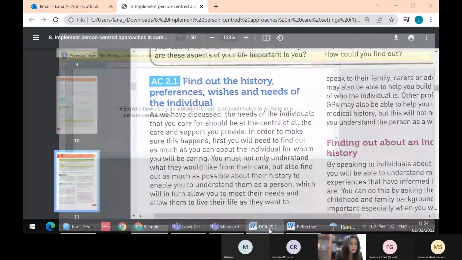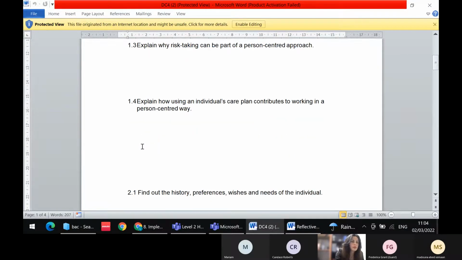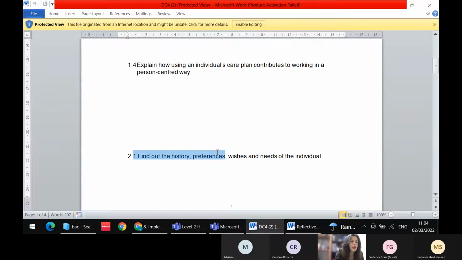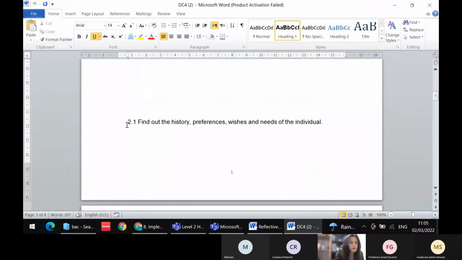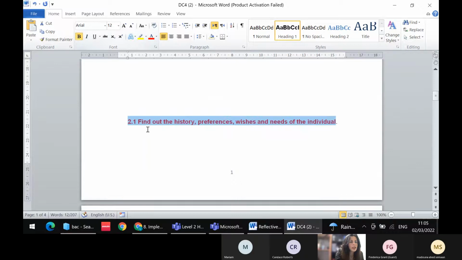So now where we are. 2.1, find out the history, preferences, wishes, and needs for an individual. To be honest, this one should have been on the other side, which is the reflective account. After the class, I'm going to send it to you again, if you don't mind. Find out. For you to find out, you just need to give us an example of how you would find out, because if you read it, it is all about you. It's asking you to find out the history, preferences, wishes for the individual.